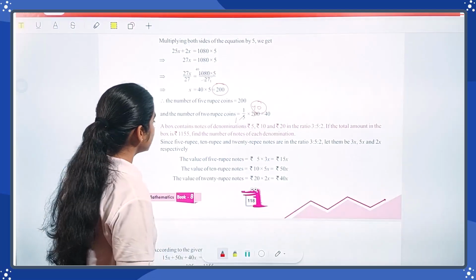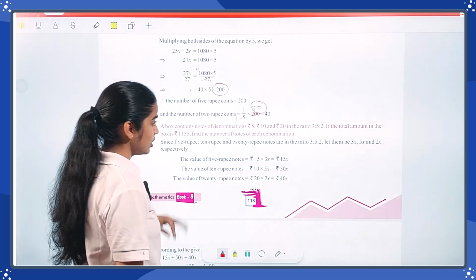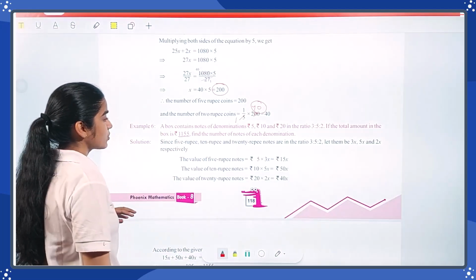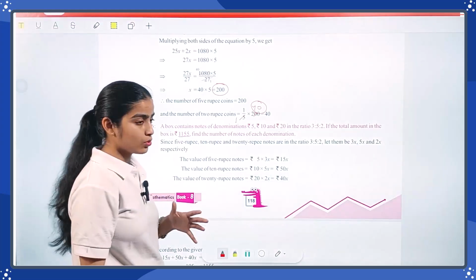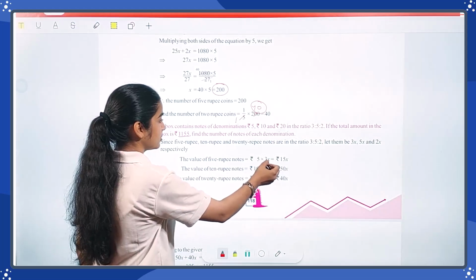So a box contains notes of denominations 5, 10 and 20 in the ratio of 3:5:2. If the total amount in the box is this, find the number of notes of each. So let's take an example. We don't know the number, so let's take x for it.